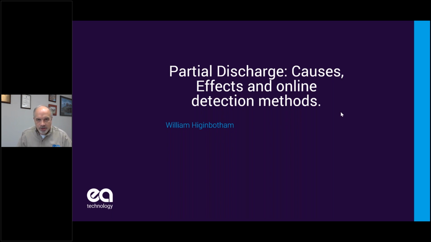It's on partial discharge, its causes and effects. We're going to spend a lot of time on that because it's very misunderstood. And we're going to talk a little bit about online detection techniques. By online, I mean with the power system energized, direct connection and indirect connection methods, but mainly indirect connections where you are not making an electrical connection to the system, but you're still able to detect the PD. So that's what we're going to talk about today, and we'll get into it.